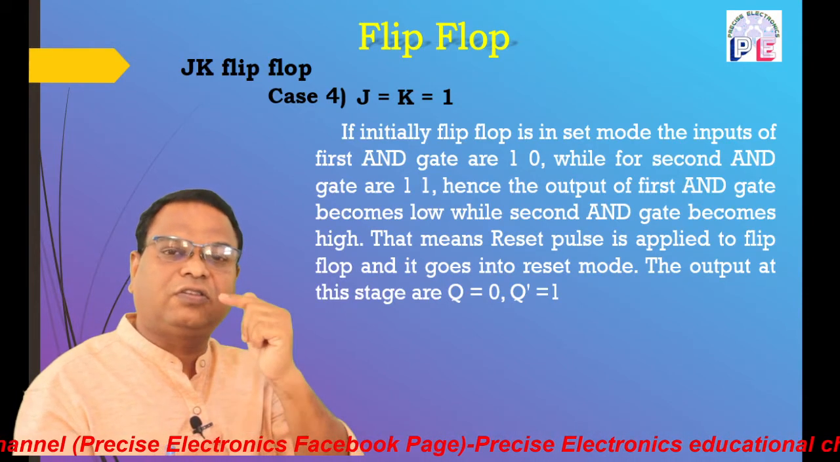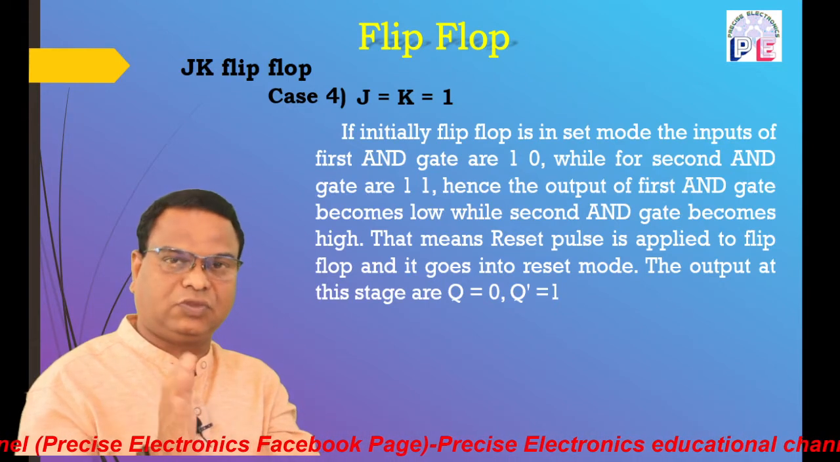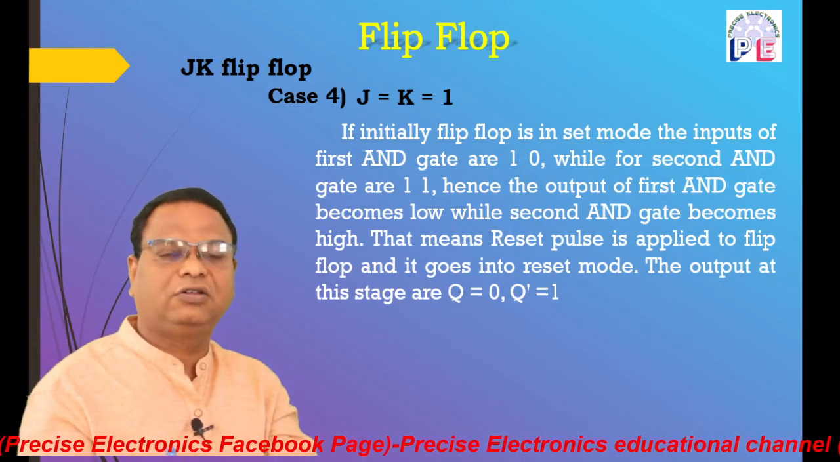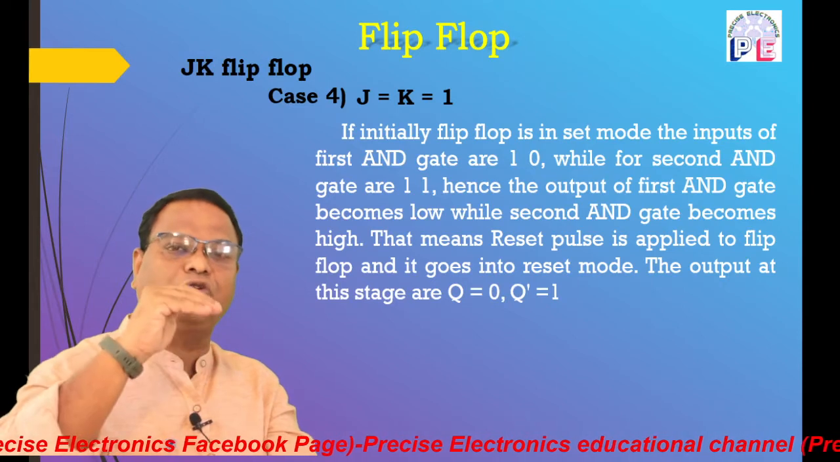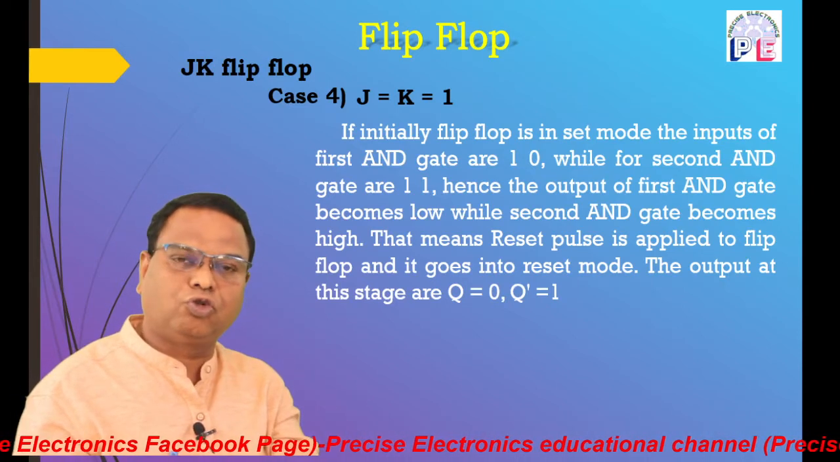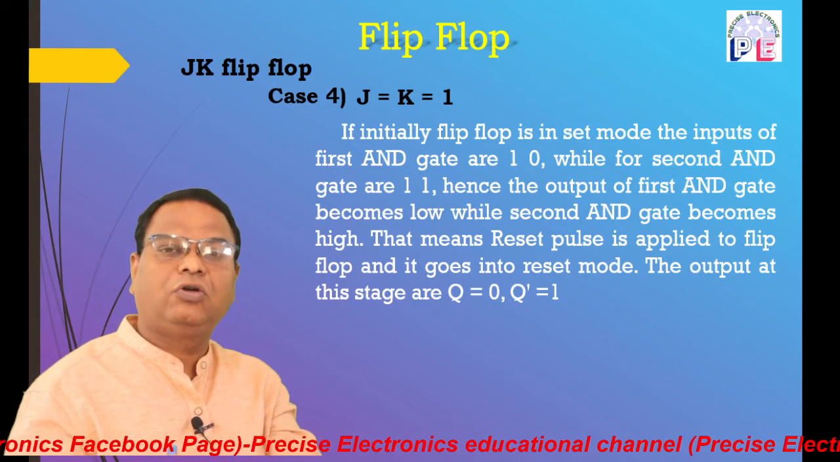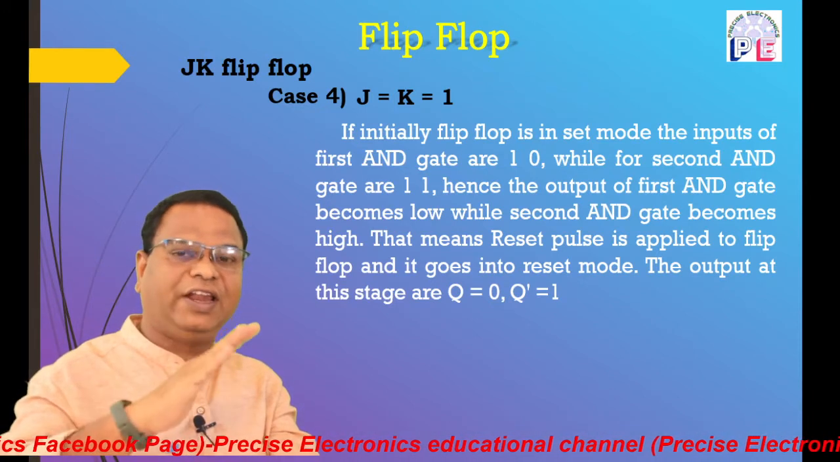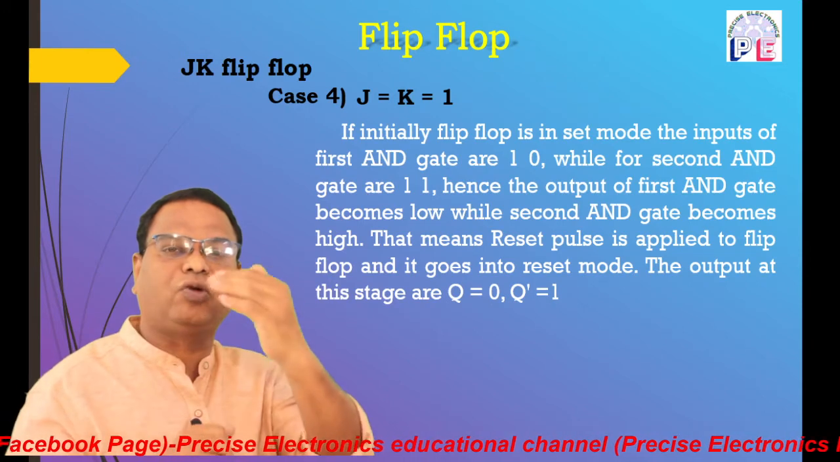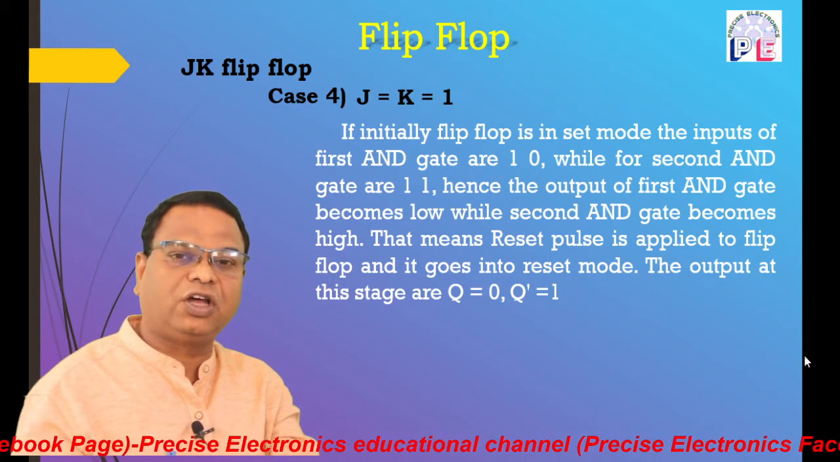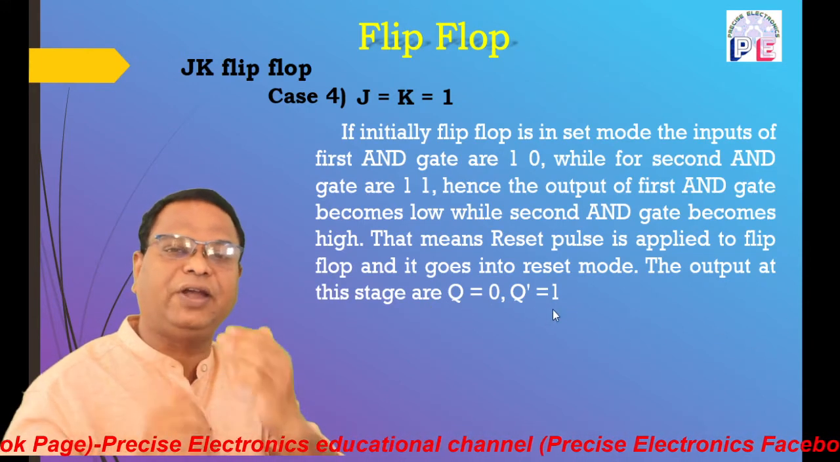Hence, the reset pulse is applied. The output of the lower AND gate becomes high. That is the reset input. So the reset input goes to high level, while the set input goes to low level. So the output changes from high to low, because it was already in set mode. So the output of the flip-flop changes from 1 to 0. So now the outputs are Q equal to 0, Q complement is 1.